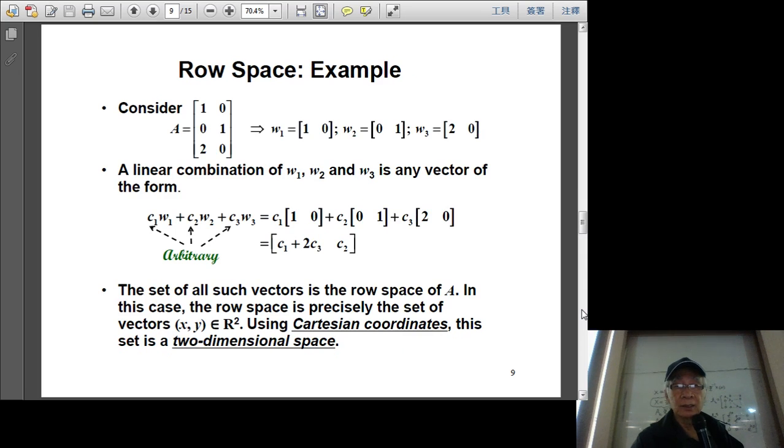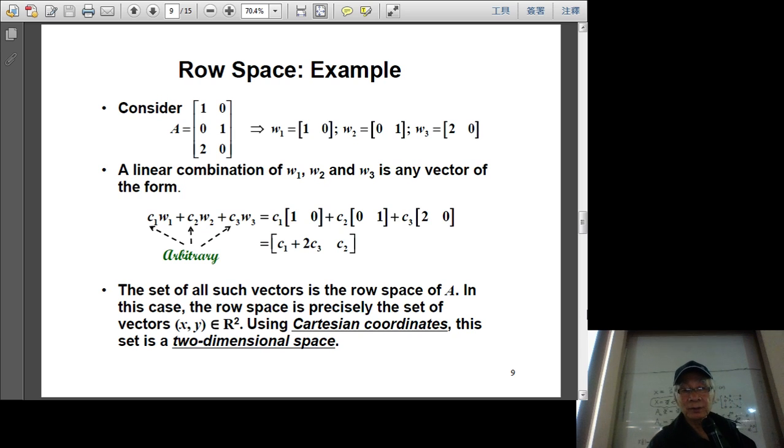Now let's look at the same example. We have W1 equal to 1, 0, W2 equal to 0, 1, W3 is 2, 0. Now I have three row vectors, but these three vectors are not independent. W1 and W3 are not independent. Agree? W3 equals 2 W1. But it doesn't matter. We can still use those three vectors to create a space, and that's what we call the row space. Here C1, C2 and C3 are arbitrary.